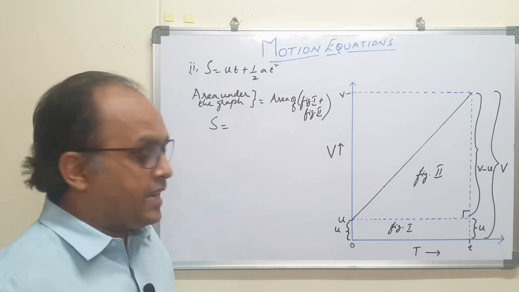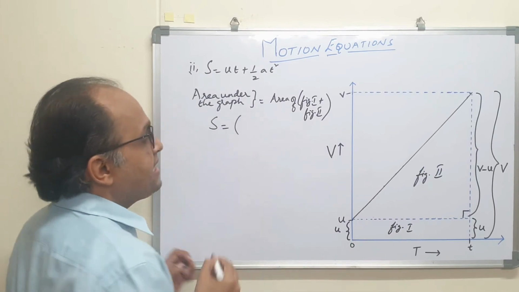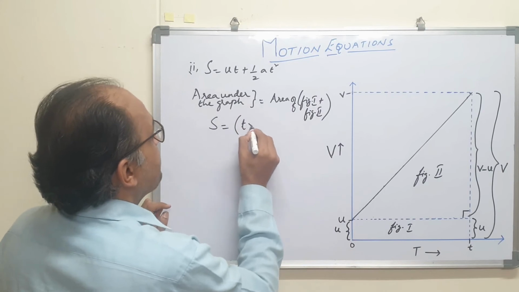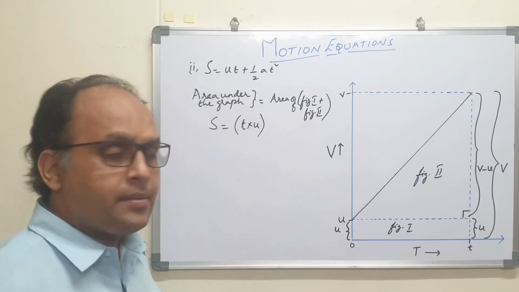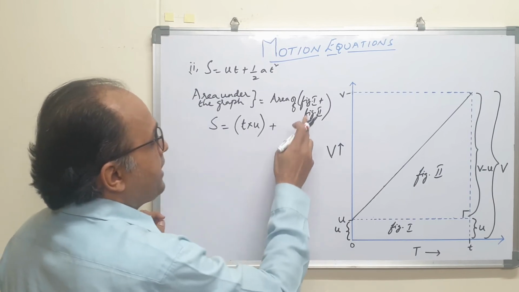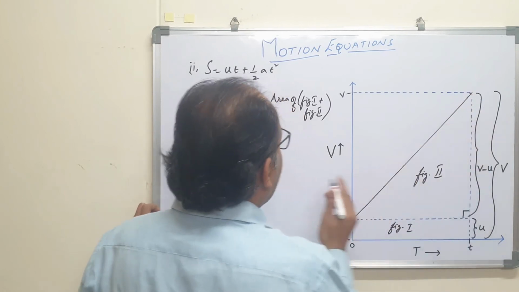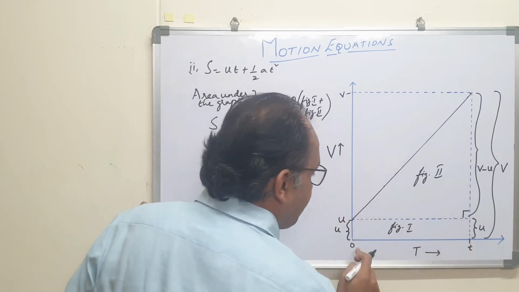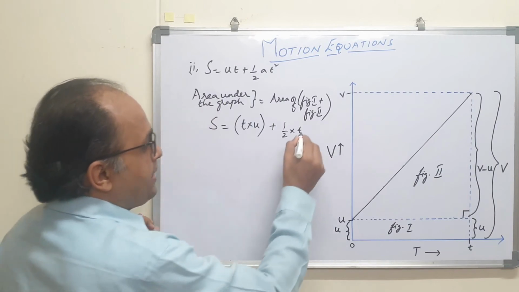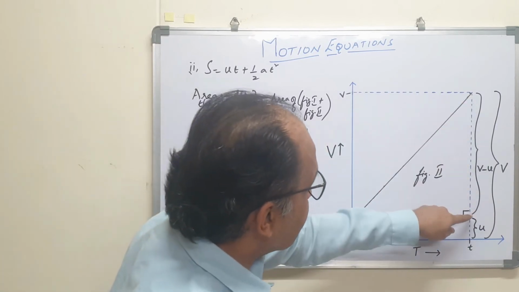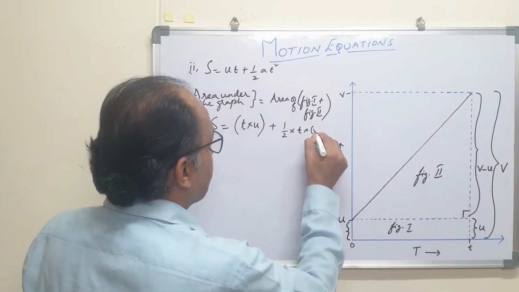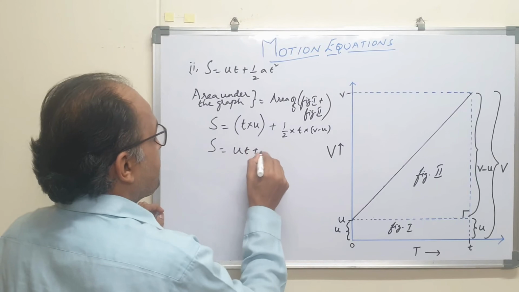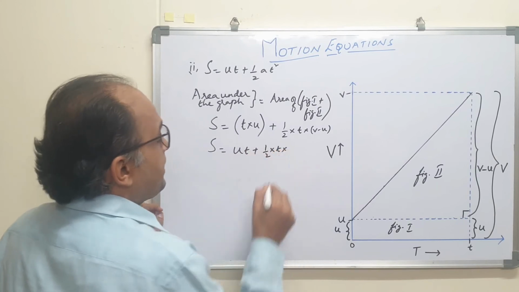Now the area of figure 1. Figure 1 is a rectangle, and rectangle area is length times breadth. Length is t, breadth is u. So t times u, plus the area of figure 2. Figure 2 is a right angle triangle, and right angle triangle area is half multiplied by the base. Base is this, which is nothing but t, you can see here. Multiplied by height. Height is this from here till here, which is nothing but v minus u. Right? So s is equal to ut plus half t times (v minus u).